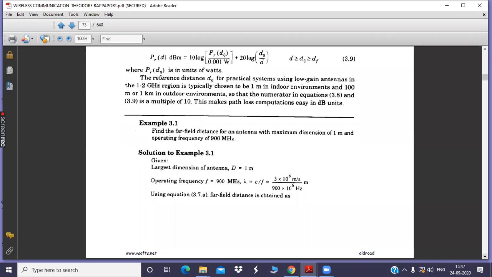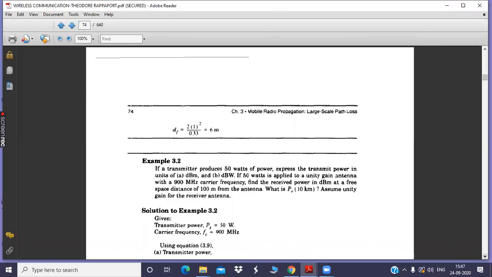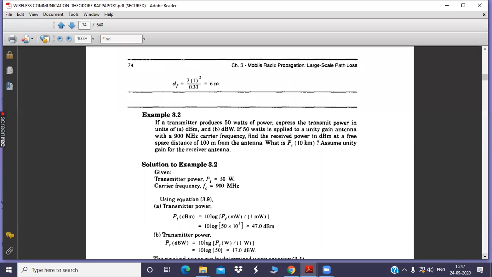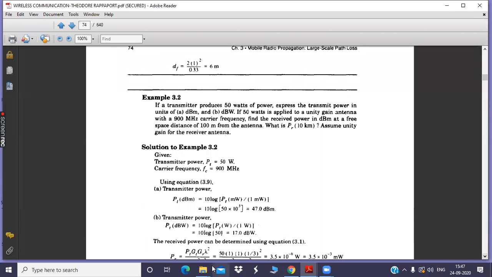How? Just by taking 10 log. Yeah, 10 log. 10 log of 50 will get you the answer actually, but that will be in dB only. 10 log of 50, that is the second part. 10 log of 50 will be nothing but 17 dB watts.